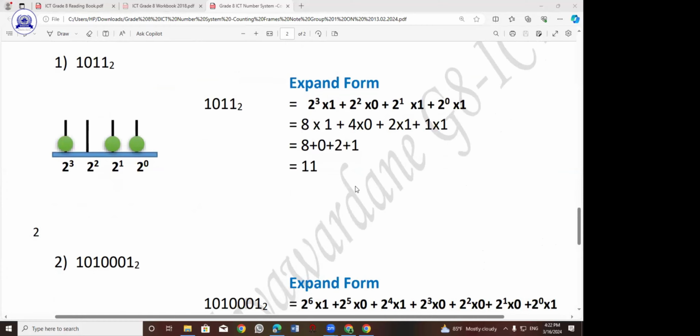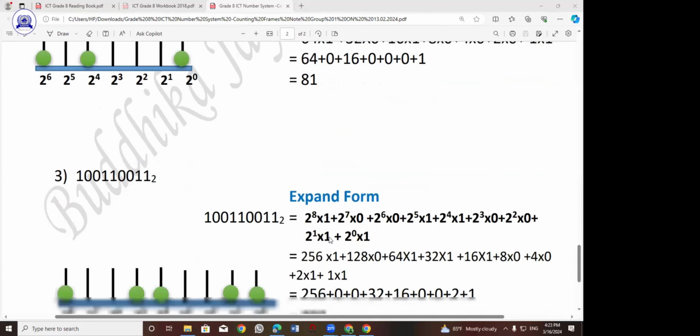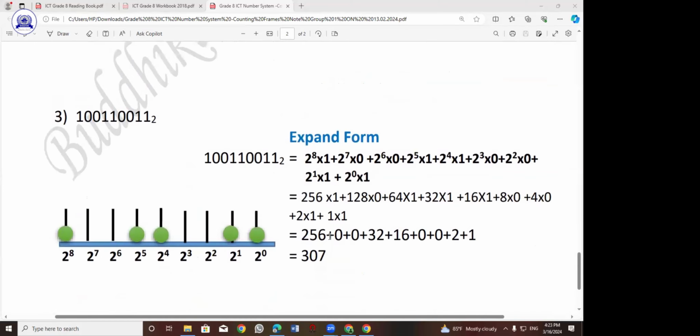And if you take this one, you expand it, so it's coming 2 to the power 6 into 1, 2 to the power 5 into 0, 2 to the power 4 into 1, 2 to the power 3 into 0, 2 to the power 2 into 0, 2 to the power 1 into 0, and 2 to the power 0 into 1. So when you get this one, you are getting 81. 81 is the answer you are getting here. Okay. When you expand another one, you can see.